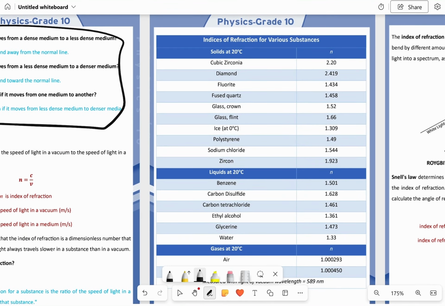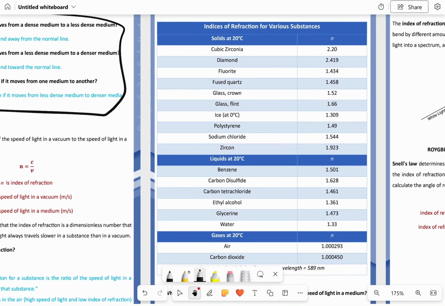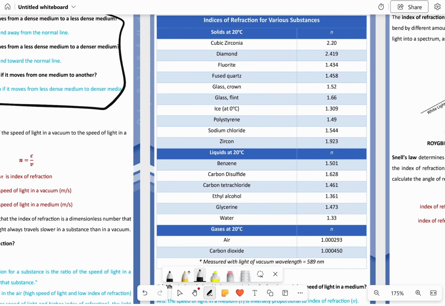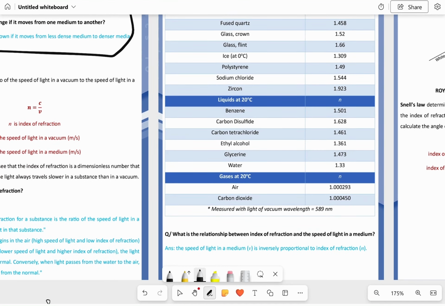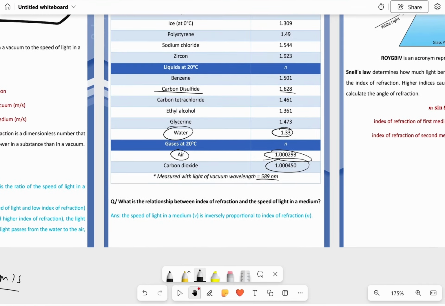Now these are some indices of refraction for some substances. We have diamond, 2.419. We have carbon disulfide, 1.628. We mostly deal with water, which is equal to 1.33. Air is equal to 1 point something, but we just say it's equal to 1. Even carbon dioxide is equal to 1.000450, but we also say it's 1. Just a small note, these are measured with a wavelength of 589.